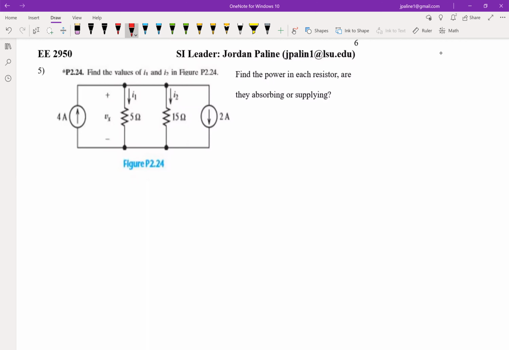So here, looking at this problem, it asks us to find the values of I1 and I2. Also on the side here, I ask you to find the power in each resistor and are they absorbing or supplying. So let's take a look here.